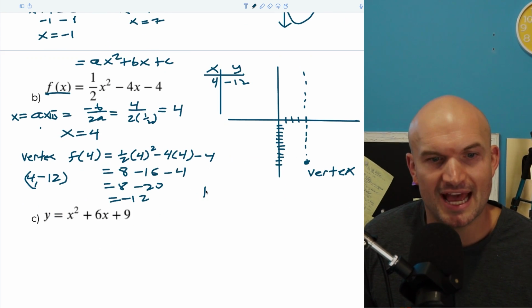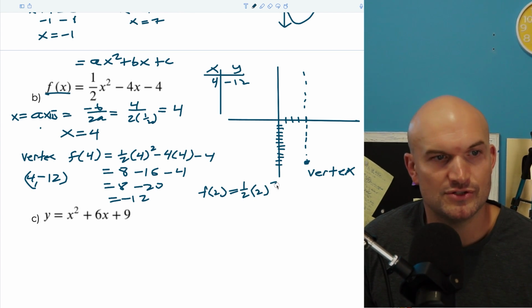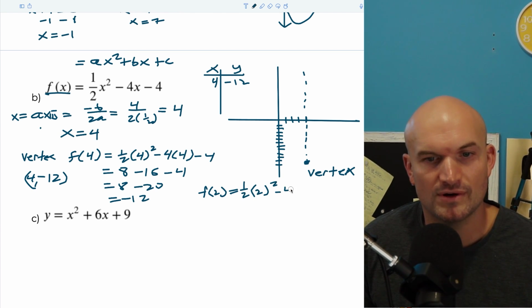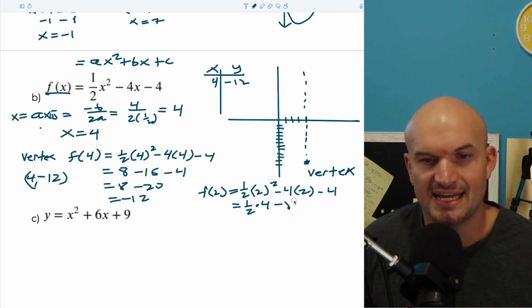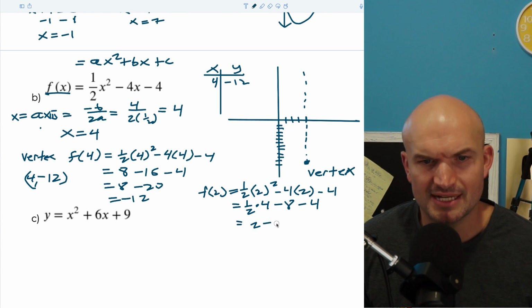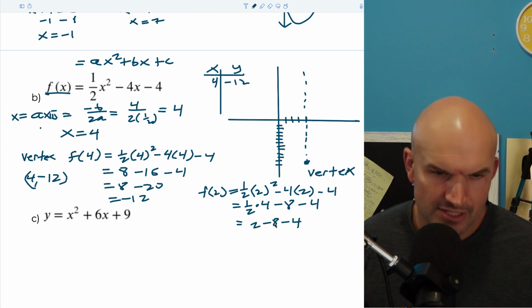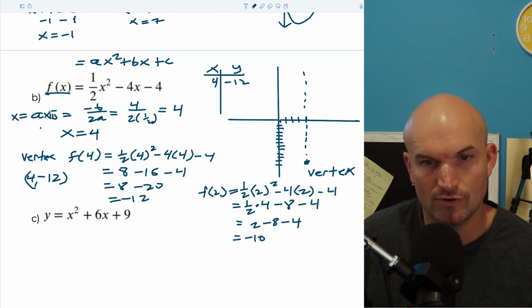So what if I did f of 2, right? Well, that'd be a 1/2 times 2 squared minus 4 times 2 minus 4, right? So let's see, 2 squared is going to be 4. So therefore it's 1/2 times 4 minus 8 minus 4. So 1/2 times 4 is going to be 2 minus 8 minus 4. So let's see, negative 6, that looks like that's going to be negative 10. So I go over 2, that's going to be down 10, which seems like it's right there.